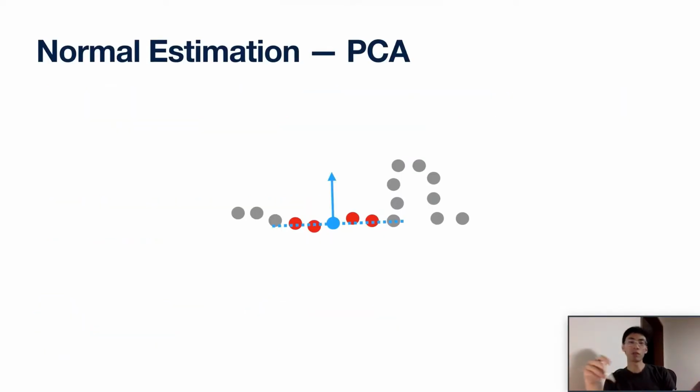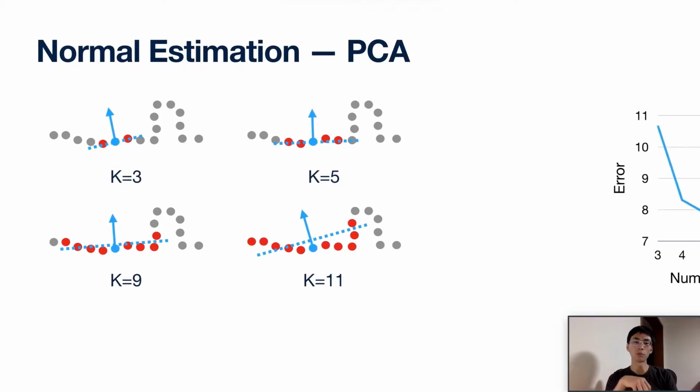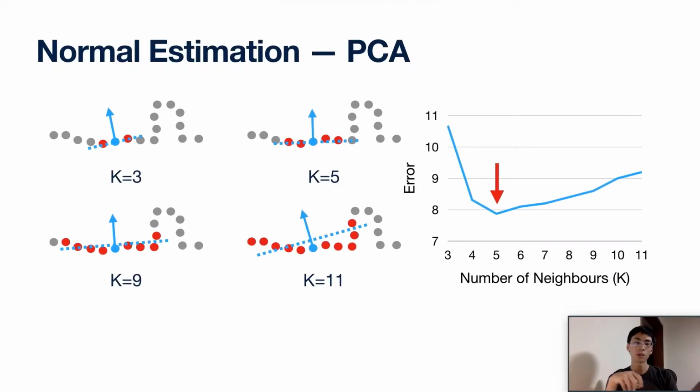Let's have a brief intro for normal estimation. The most common way to estimate a normal is through PCA, in which we first define a neighborhood range, fit a plane for those neighbor points, and estimate a normal vector from the plane. But how do we know which k performs the best? We have to manually try different k's, plot a curve, and pick the best k from the curve.